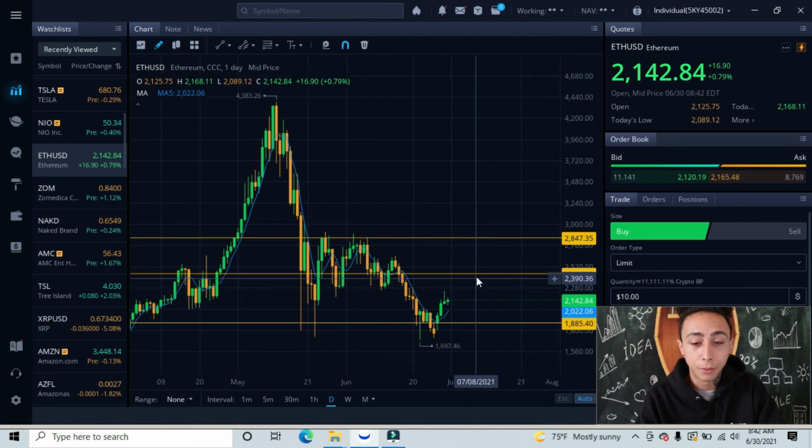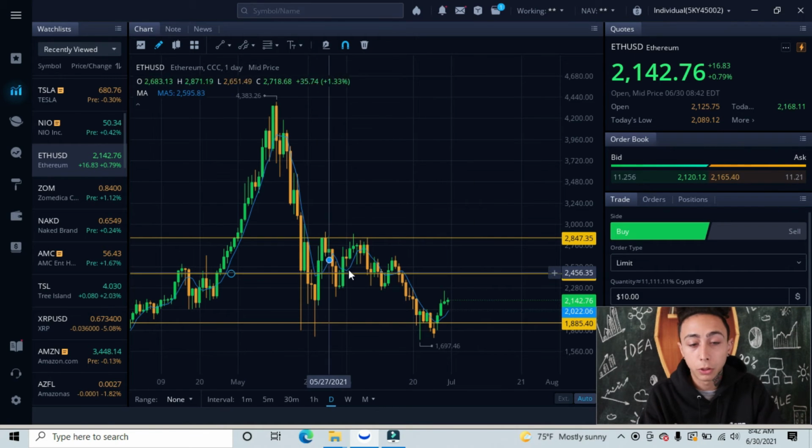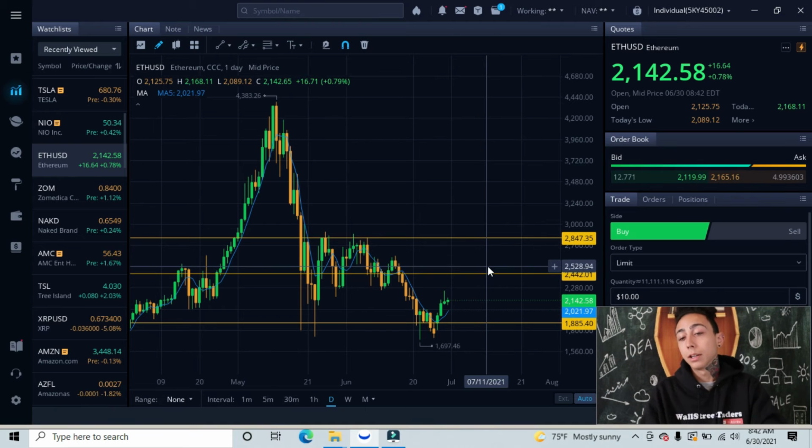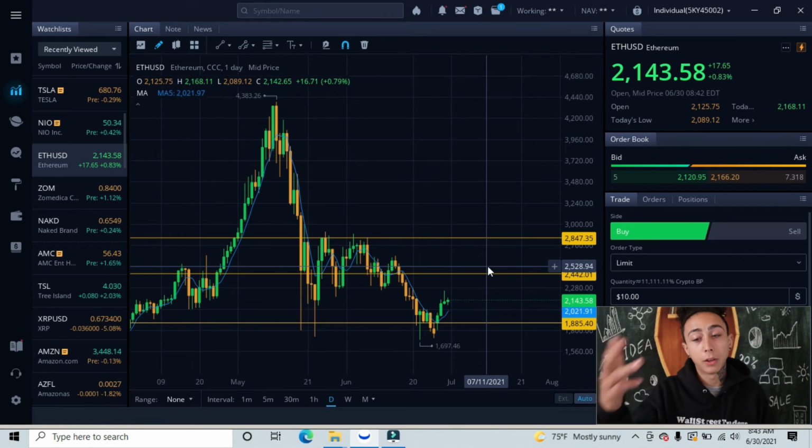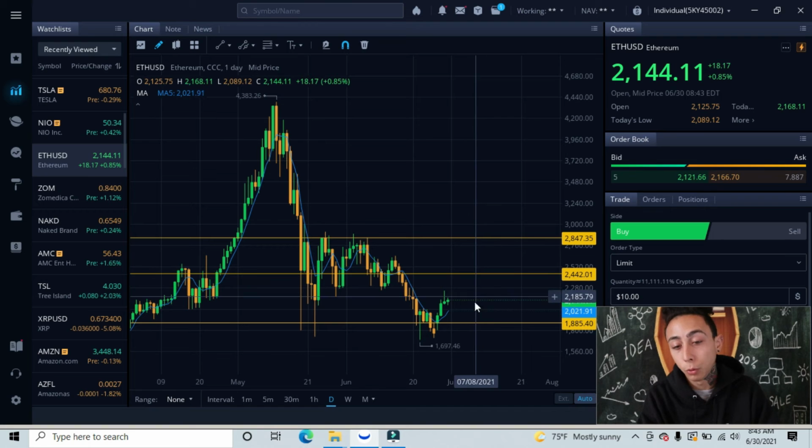And then we have to be careful once we get back up into the $2,443 level. We do have all this choppiness and resistance in this area as well. Overall, you guys, I don't see anything wrong with getting in as of right now with Ethereum. Since we are creating this reversal, we're creating these higher highs and higher lows. Well, we haven't created the higher low yet. But we are going to wait for that.